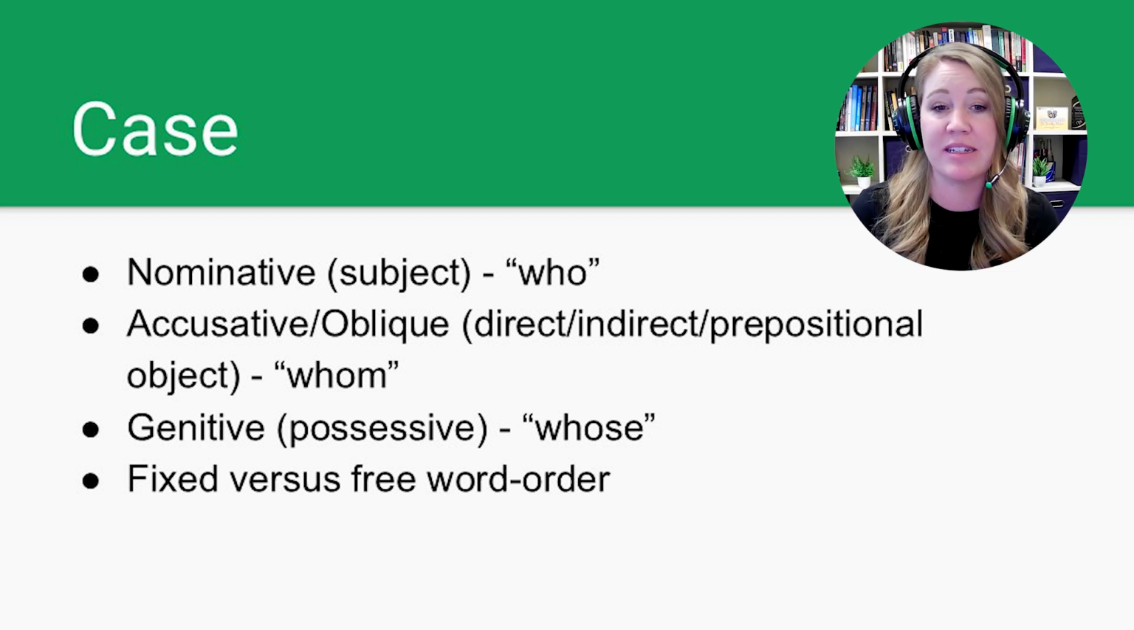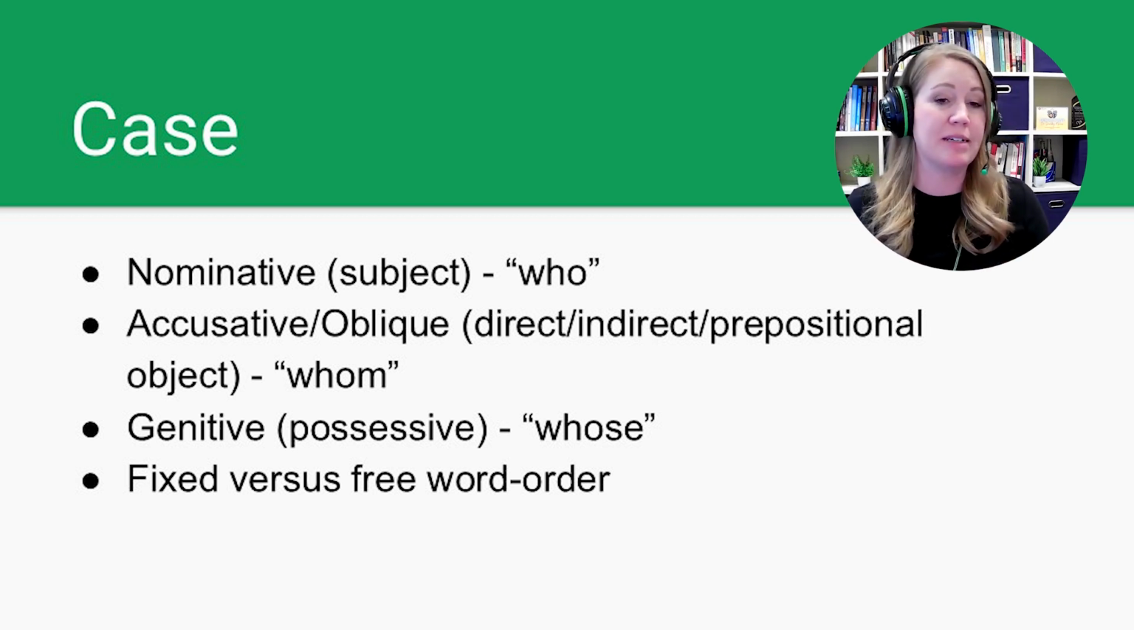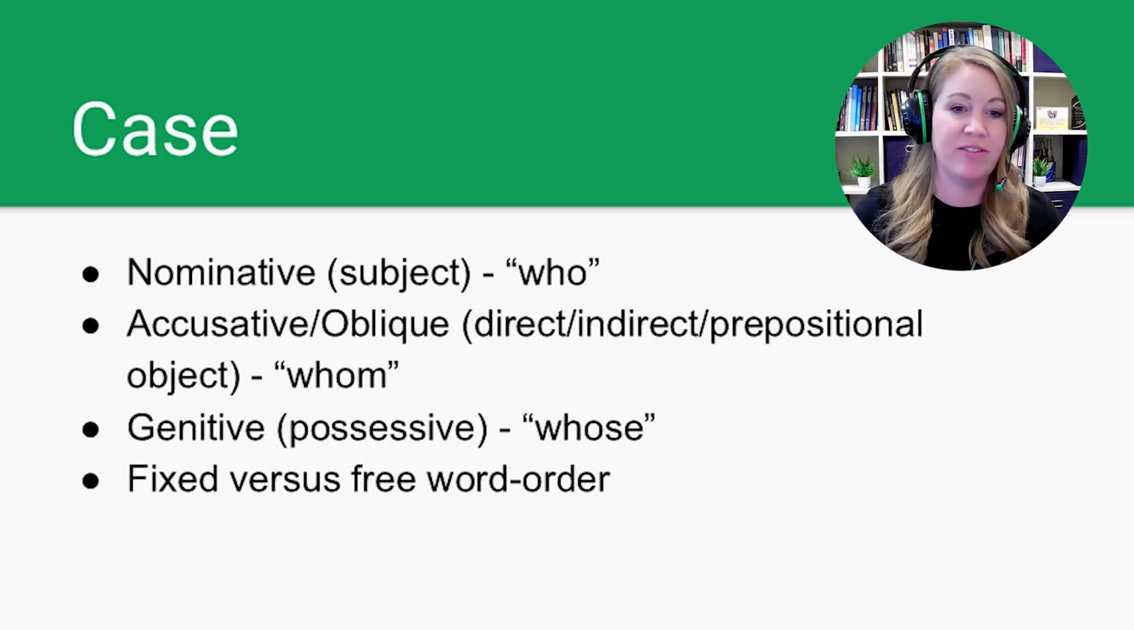For instance, in the sentence, "I met a boy whom I like," or "to whom am I speaking?" Whom functions as the direct object. You wouldn't say "I like whom," because that's not the natural word order in English, but you would say "whom I like." And then there's the genitive case.